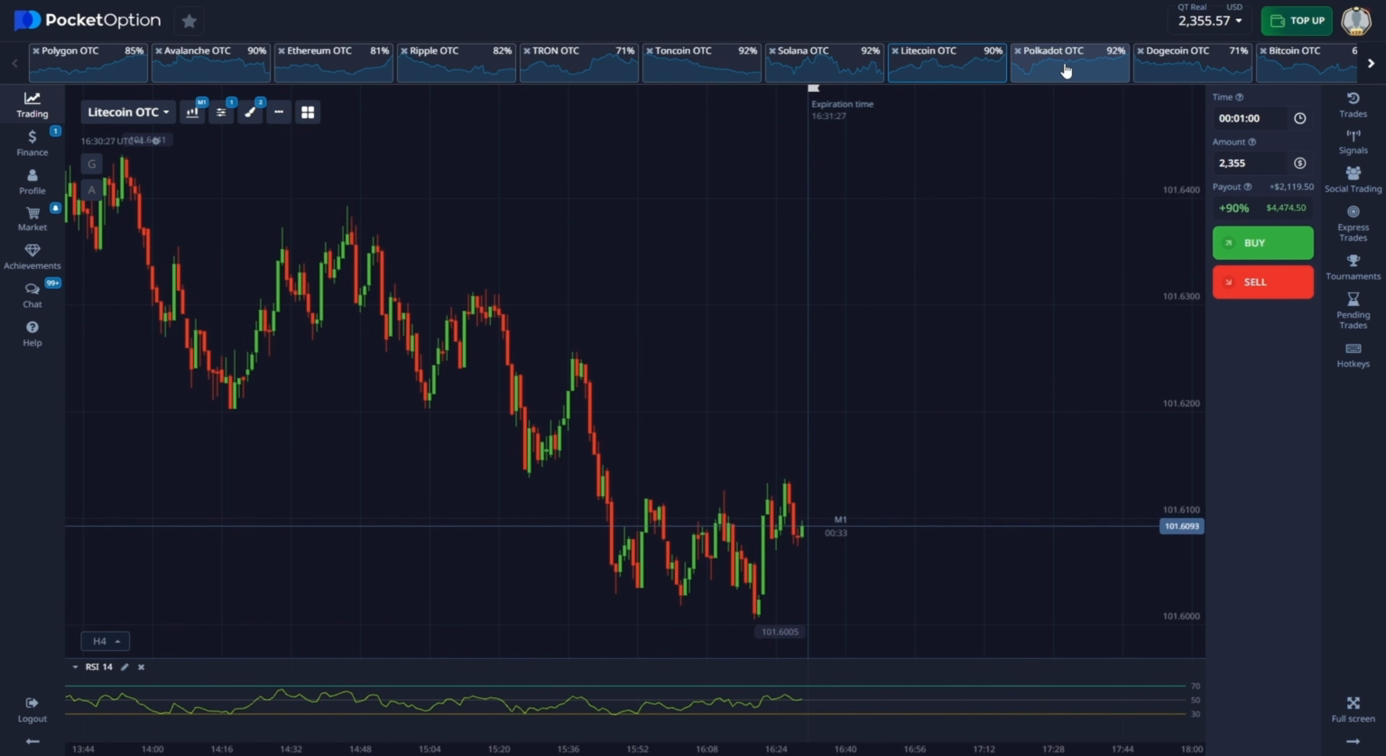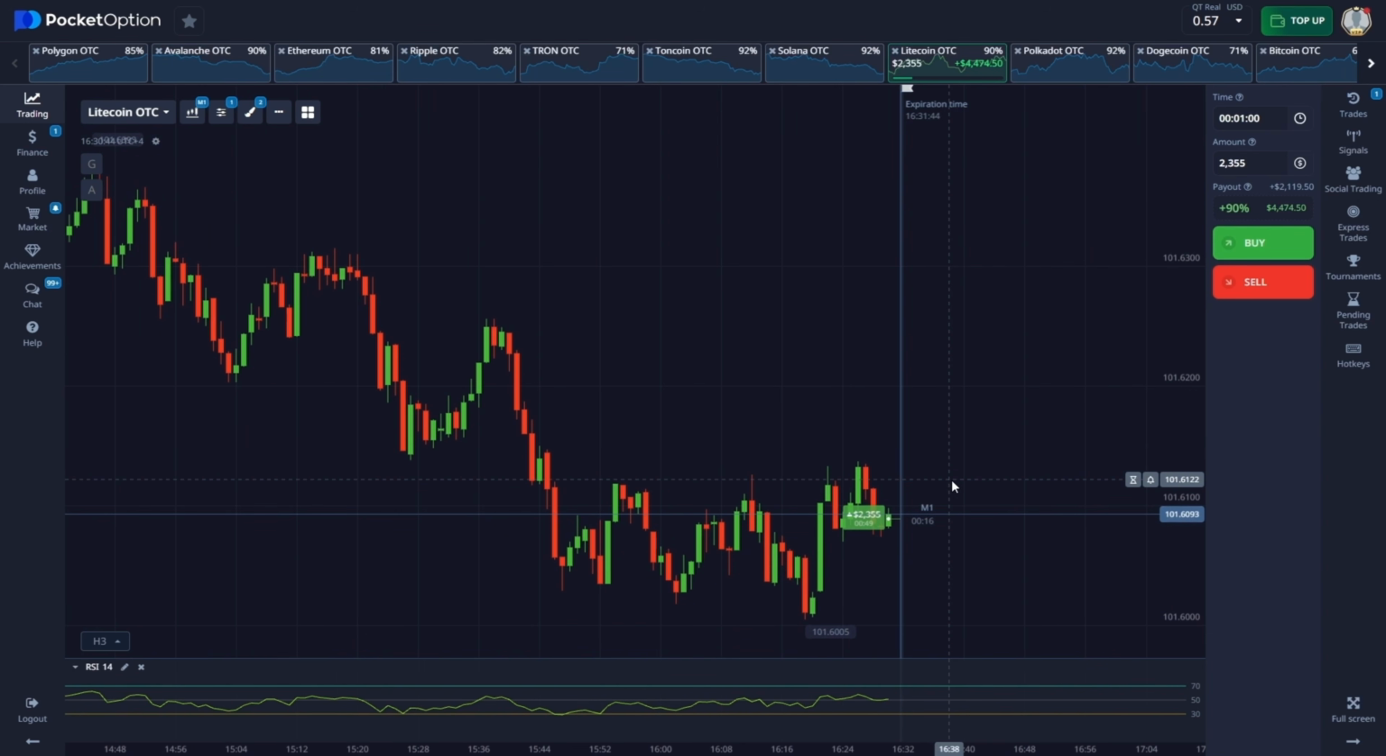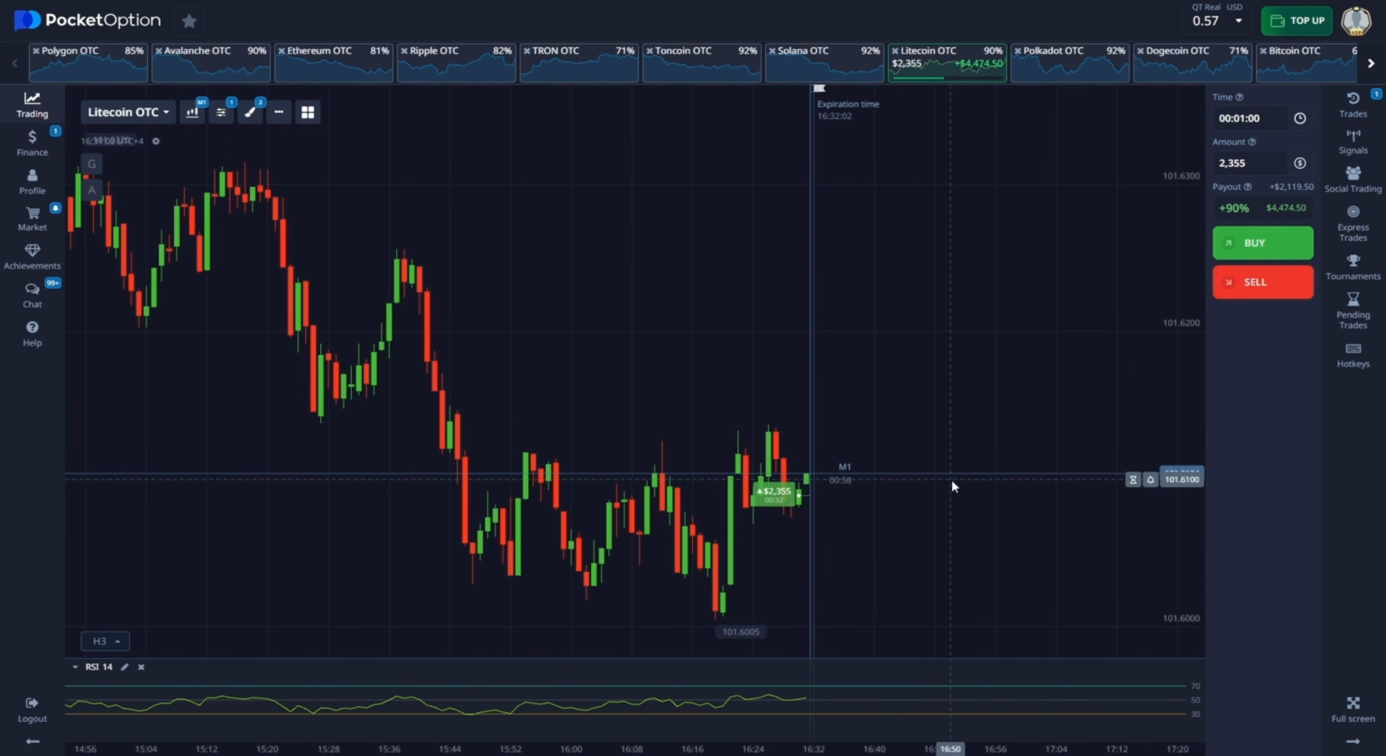On Litecoin, we have a trade for the upside move. I'm waiting for the entry. So I got an entry and placed the trade for the upside move on Litecoin OTC worth $2,355. I placed the trade when the candle became a red candle, but I got the entry a little higher. Let's see. This is a good trade. And as you can see, the candle closed near the RSI level of 50. So I placed the trade at the RSI level of 50.